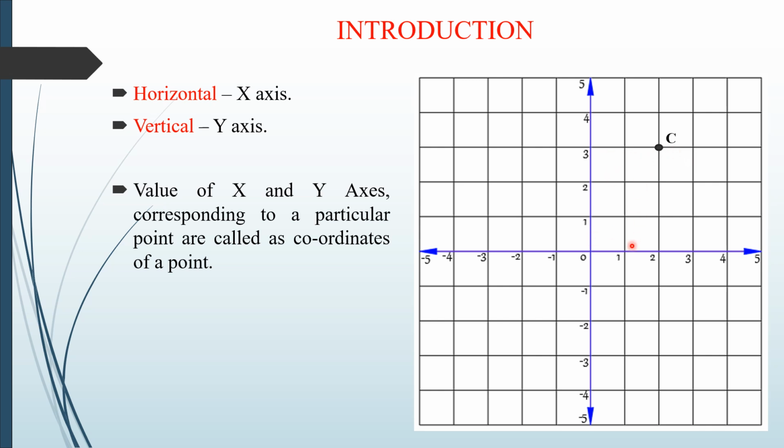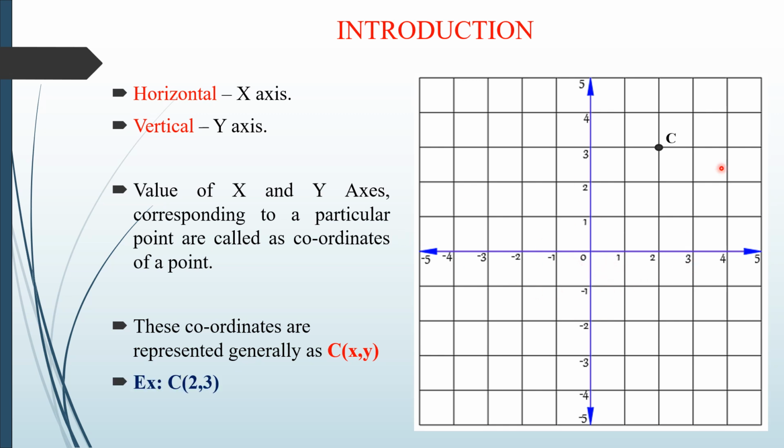When those two ordinates make a pair, they are called as coordinates. Remember, these coordinates are represented generally as C (x, y). Means first always we write x ordinate, then we write y ordinate of that point with respect to a fixed position.